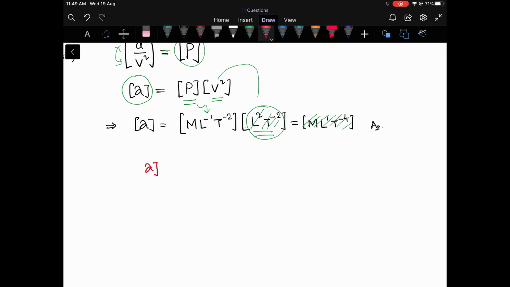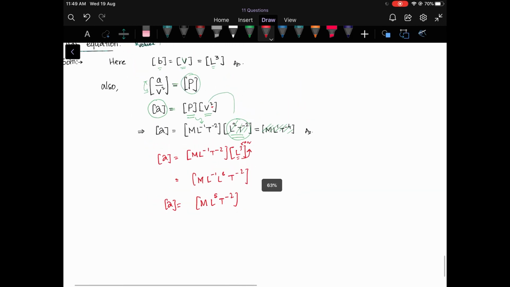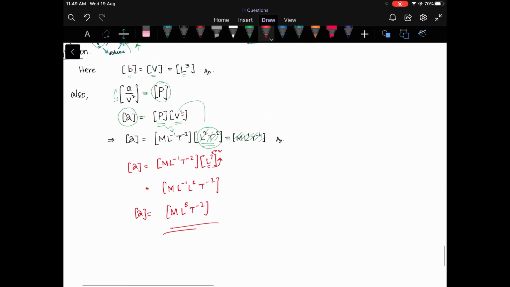So the dimension of a must be equal to the dimension of pressure, which is M L to the power minus 1 T to the power minus 2, times the dimension of volume, which is L cube, squared. So you are going to get M L to the power minus 1. Again here we get L to the power 6, because the 3 and 2 are multiplied, T to the power minus 2. So we are going to get M L^5 T to the power minus 2. So we have got the dimensions of a and b in the van der Waals equation.